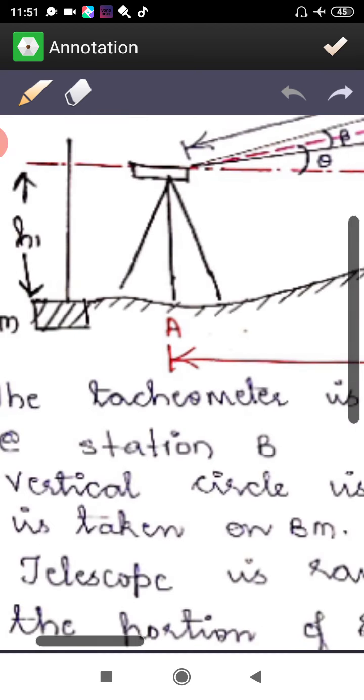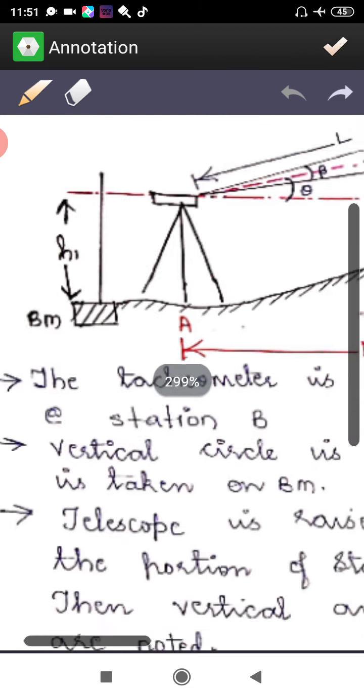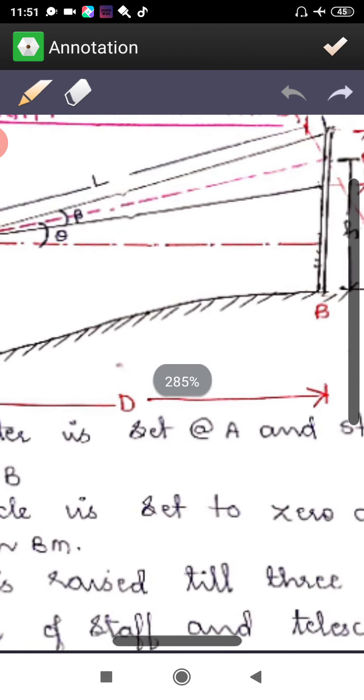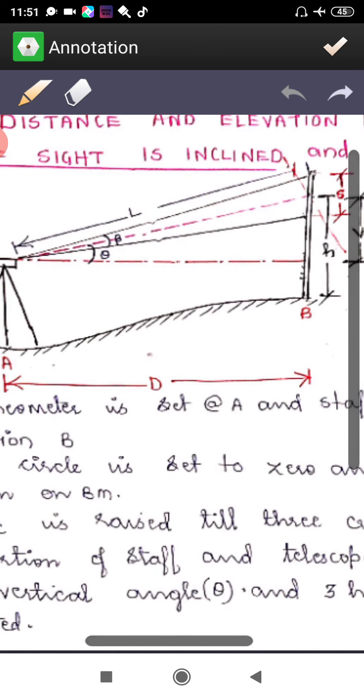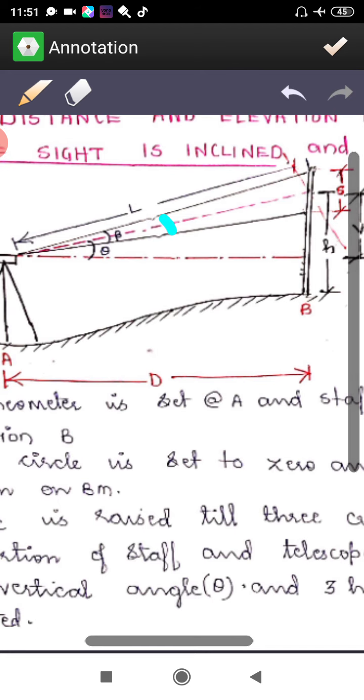Then here you will be having H1, the benchmark reading that you have taken on the benchmark, and then you will be having angles here. Theta 1 is the angle between these two lines and beta is the angle between the staff hairs, that is beta, and this distance is L, whereas this distance is D. So we are going to see how to get this V, H and D.